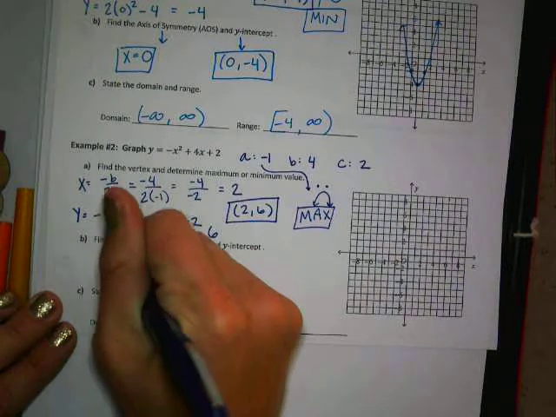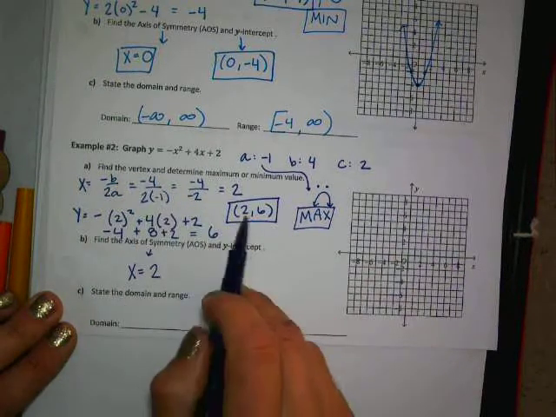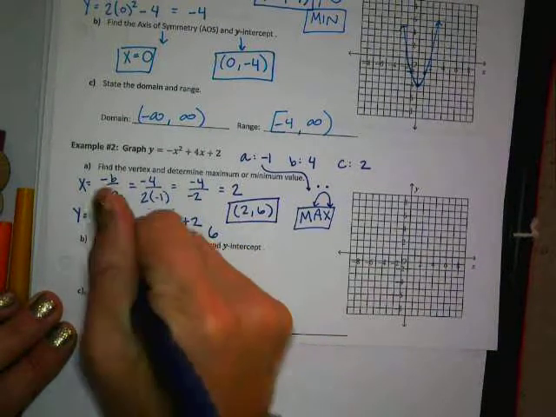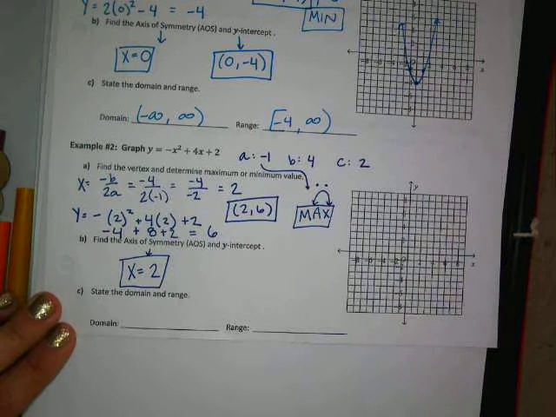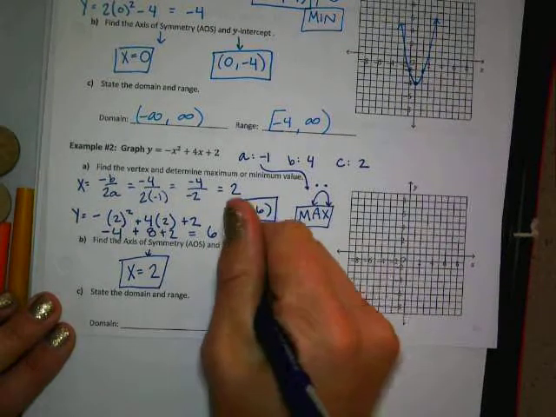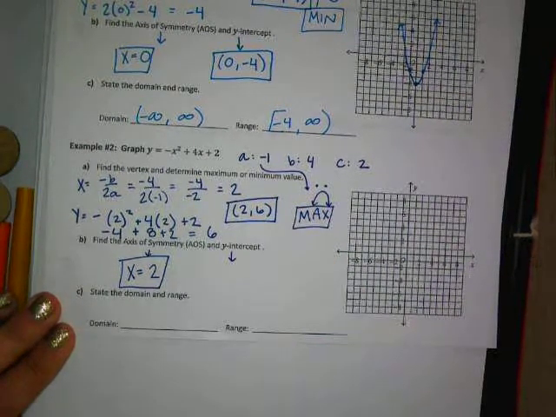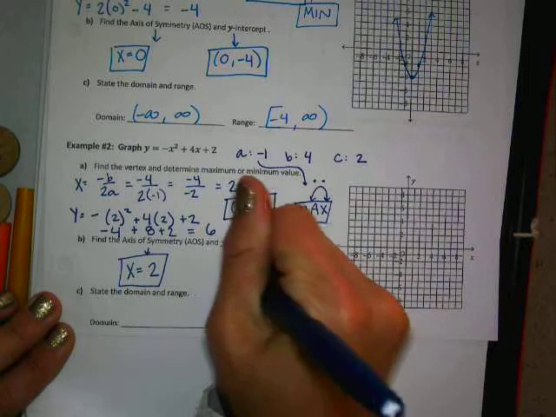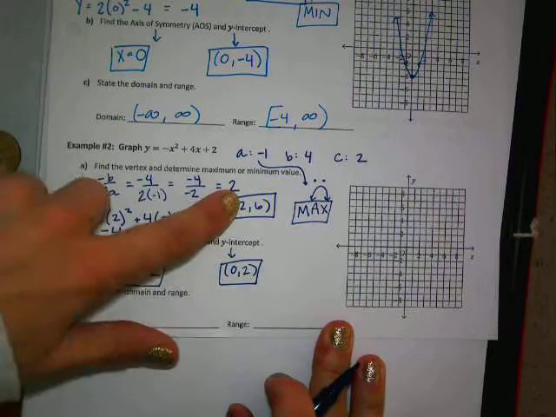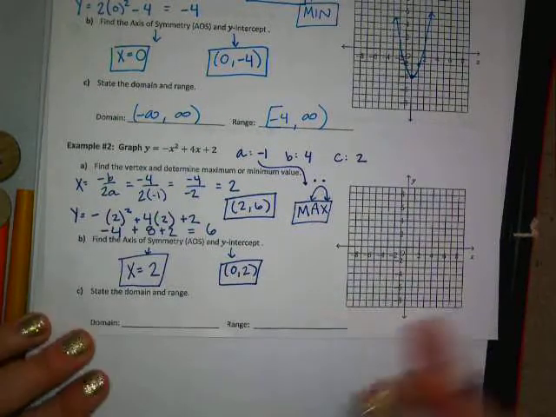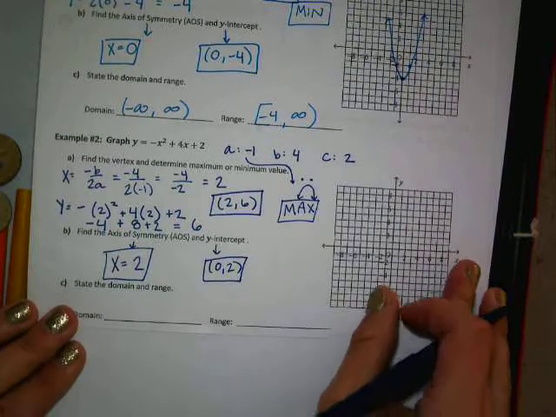Two. Good. It's always going to be the same number as the x value in your vertex. So the axis of symmetry is at 2. And Evelyn, where's my y-intercept at? 2. So your y-intercept is at (0, 2). So in this example, your y-intercept and your vertex are at different spots. So let's go ahead and graph this.